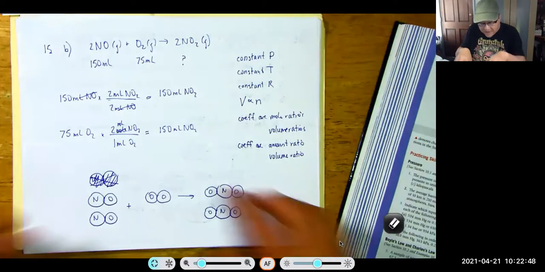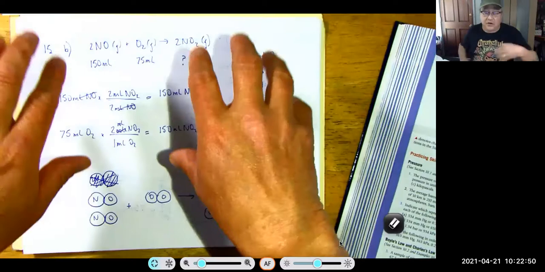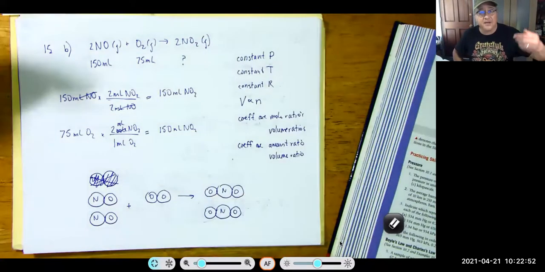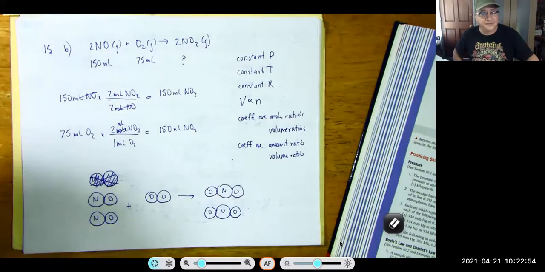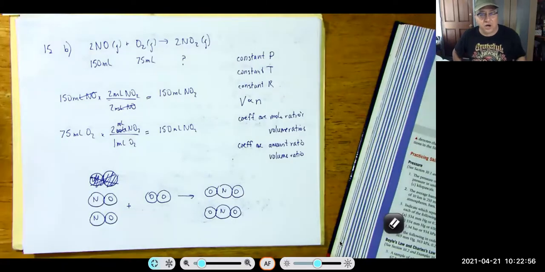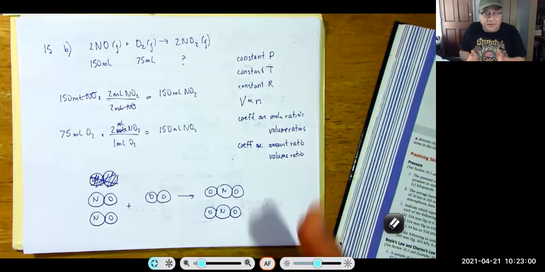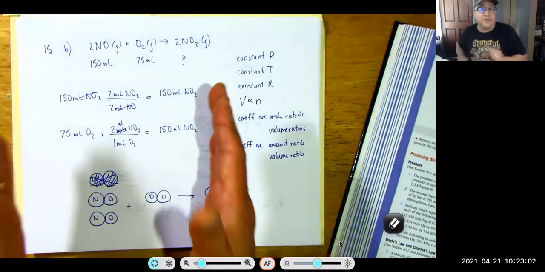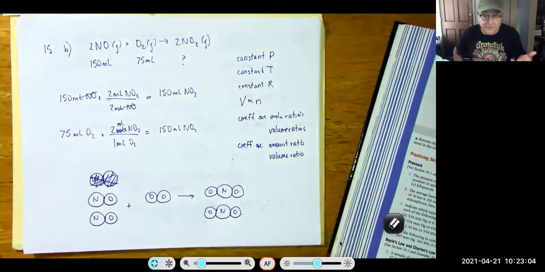You don't want to get caught in the coefficients. Coefficients are how we balance things, but we're using the number of atoms to decide what the coefficients are. We're not saying that the sum of coefficients on one side equals the sum of coefficients on the other. It doesn't work that way. Sometimes it does, but usually it doesn't.